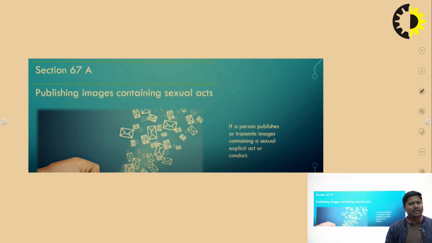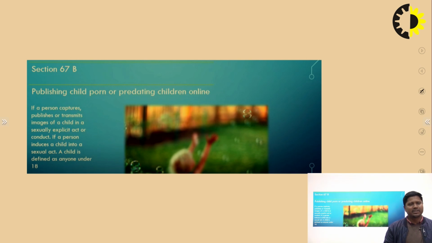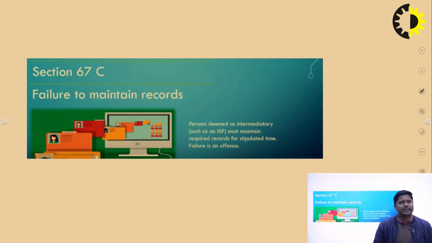And 67A covers publishing images containing sexual acts. If a person publishes or transmits images containing sexually explicit acts or conduct, this type of activity is handled in Section 67A. And in Section 67B, publishing child pornography or predating children online. So if a person captures, publishes or transmits images of a child in a sexually explicit act or conduct, or induces a child into a sexual act, where a child is defined as anyone under 18, this type of activity is handled in Section 67B of the IT Act 2000.